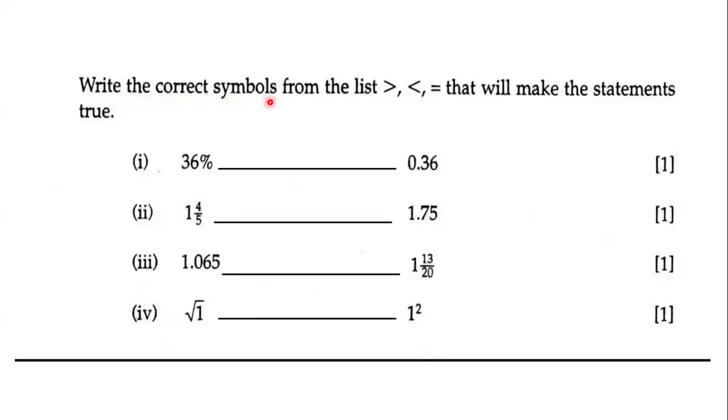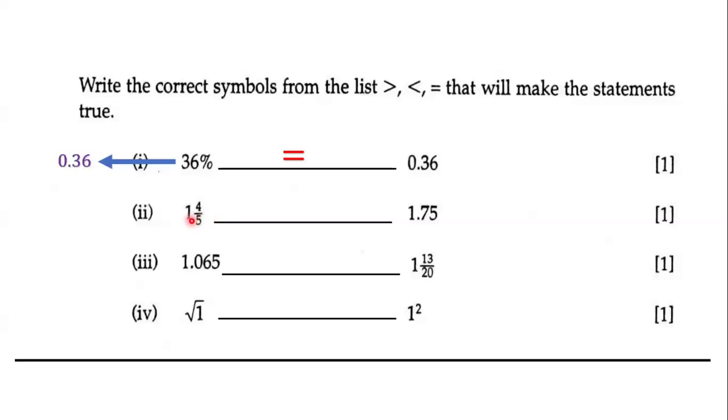Write the correct symbols from the list greater than, less than, or equal to that will make the statements true. So here we have 36%, and we have to compare that with 0.36, this decimal. Now, if we take 36% and we express it as a decimal, that gives us 0.36. And here we have 0.36 as well. So that means that these two are actually equal. And so the equal sign is supposed to be here.